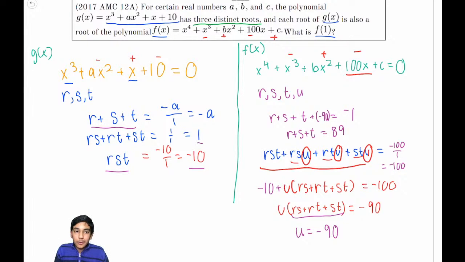So now we know r plus s plus t is 89. Again, we're redirecting back to our Vieta's equations. This is equal to 89, meaning that a is equal to negative 89. Okay, so now what? Now this is a tricky step of the problem.